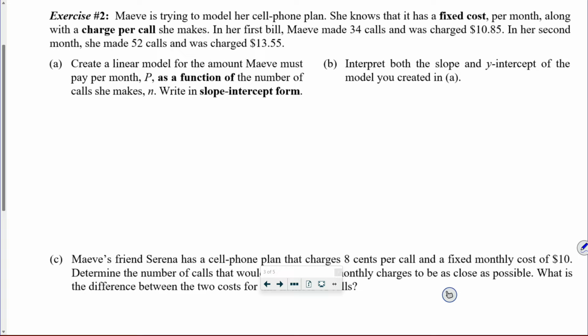Maeve is trying to model her cell phone plan. She knows that it has a fixed cost per month, along with a charge per call she makes. In her first bill, Maeve made 34 calls and was charged $10.85. In her second month, she made 52 calls and was charged $13.55. Letter A. Create a linear model for the amount Maeve must pay per month, P, as a function of the number of calls she makes, N. Write in slope-intercept form.